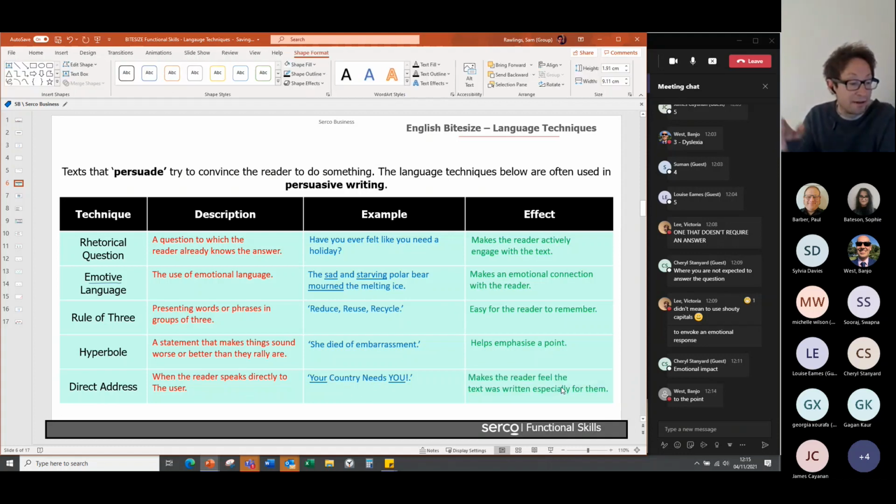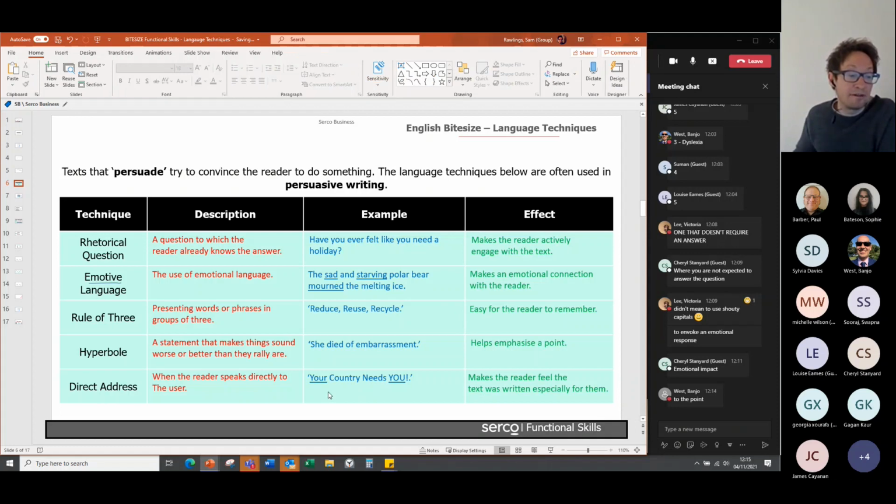And the effect of direct address is making the reader feel like the text was written especially for them. So you often see posters, maybe of Nike trainers, saying you will love these trainers or something like that. But the word you makes it sound like the poster is talking directly to you.